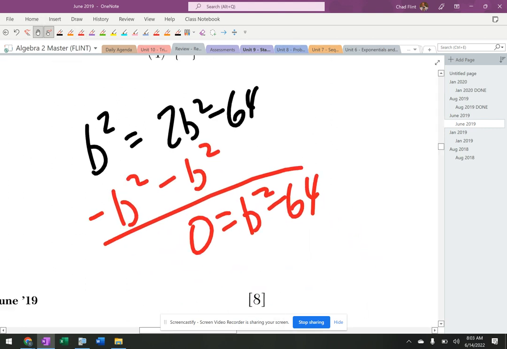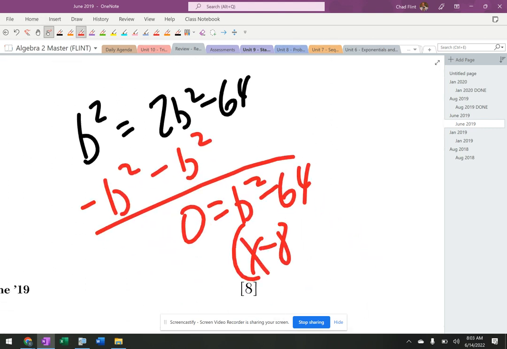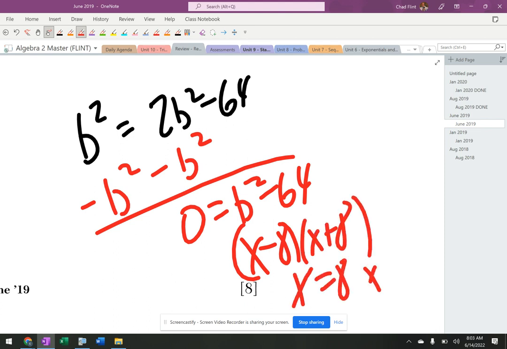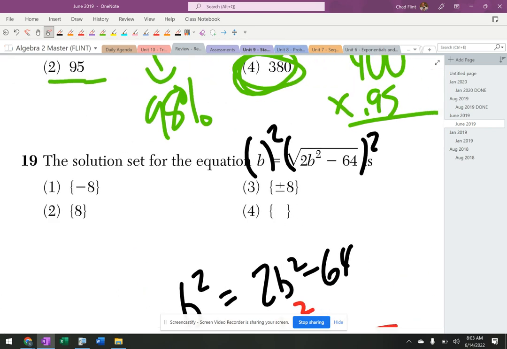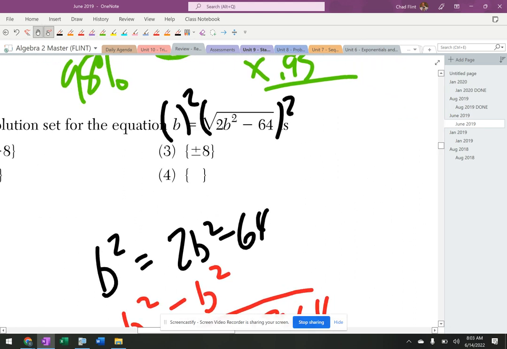That's difference of two perfect squares. So that's going to give you x minus 8 and x plus 8, which is going to give you x equals 8 and x equals negative 8. All right. And then a thing I have to be careful of is, do they both give me a positive number under there? They both give me something that works.